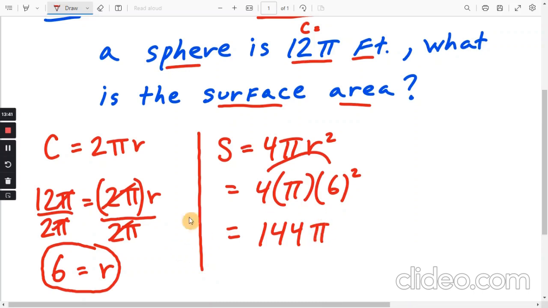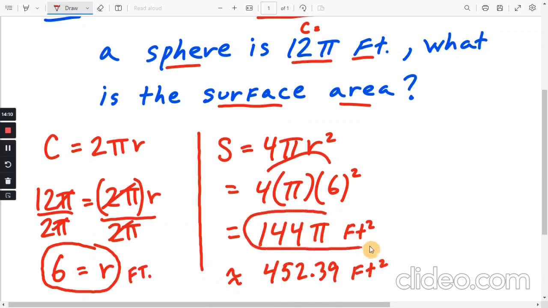Okay, the units were in feet. These units were also in feet. But right here, the radius was squared, so that's going to be feet squared. And if I multiply it through and round off 144 times pi, I get 452.39. And that's also in feet squared. So this is the exact answer, and this is the rounded answer.